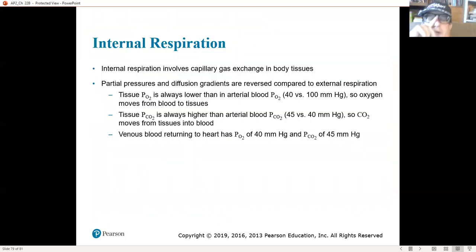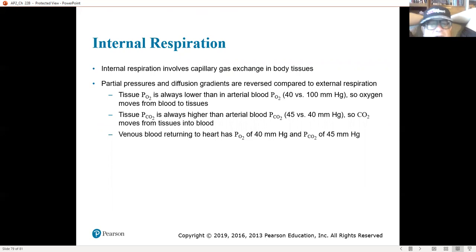Internal respiration is the other end of the blood, when we're at the tissues and the tissues are needing oxygen. So internal respiration is gas exchange with the body tissues. Partial pressures and diffusion gradients are reversed, but it's still true. We go from higher pressure to low. So tissue partial pressure of oxygen is always lower than arterial blood. Yeah, that makes sense. Any oxygen that is there, you're using it up.